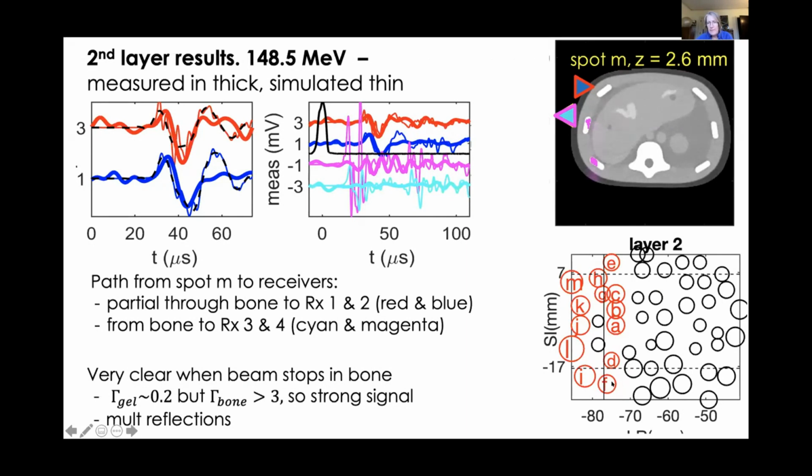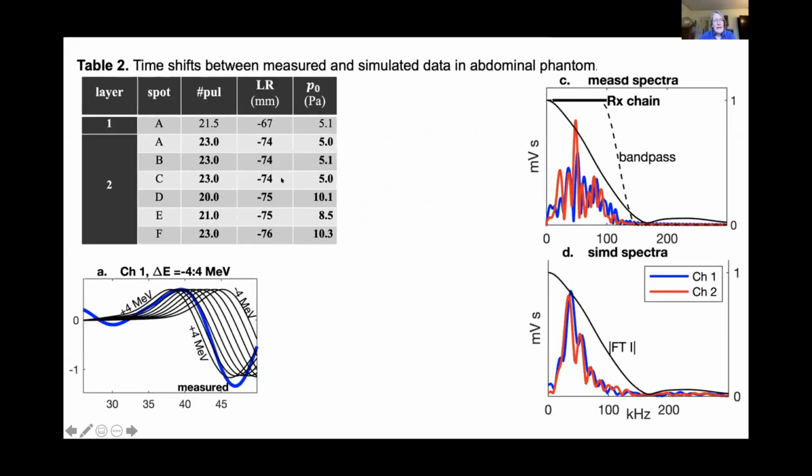delivered to the spots. Now, because we get the cleanest signal when the transducers are distal to the Bragg peak, we tended to use treatment spots more on this side, and the treatment spots in here tended to stop in bone. So I'll focus my analysis on these treatment spots. I believe it was A through F. And when we do that, we see that these beams that stopped in soft tissue, the initial pressures were quite weak, on the order of 5 pascals.